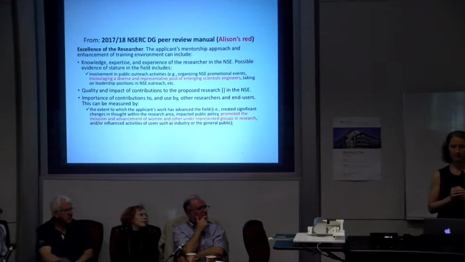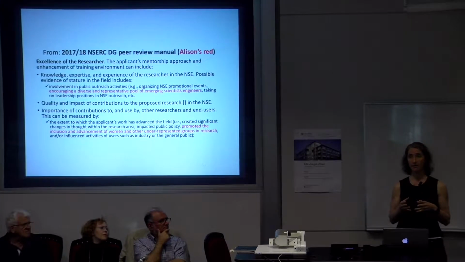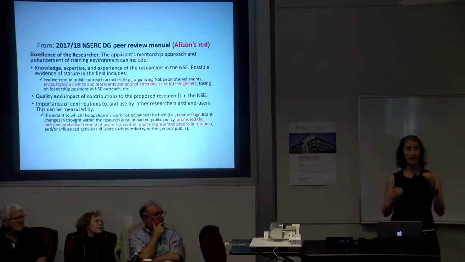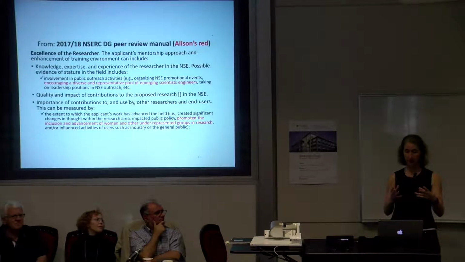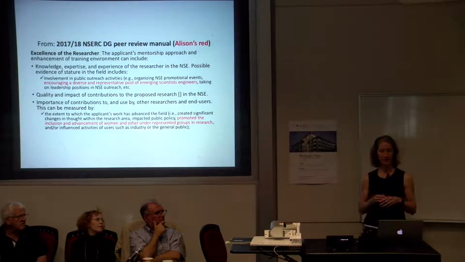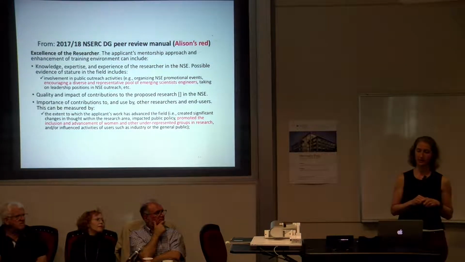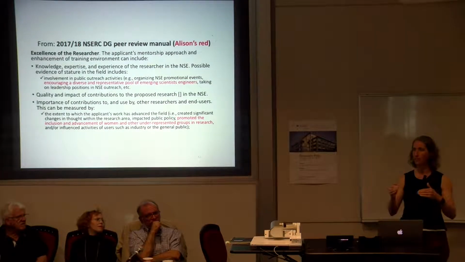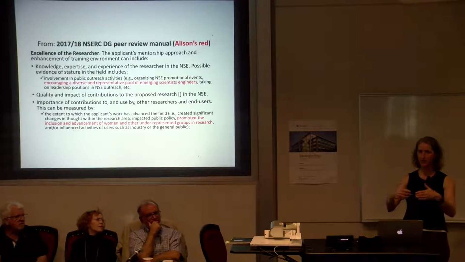Alison, the other thing I noticed is in the HQP criteria, there's this philosophy and training plan where you could think about the future. And so then the final part here is importance of contributions to other researchers and end users. So we might think about that as impact. And again, there's all kinds of different ways to demonstrate impact. But one of the bullet points in the peer review manual is encouraging you to talk about the promotion and advancement of women and underrepresented groups in research, which is different from that top point, which is about beyond research, about encouraging people to come to research.